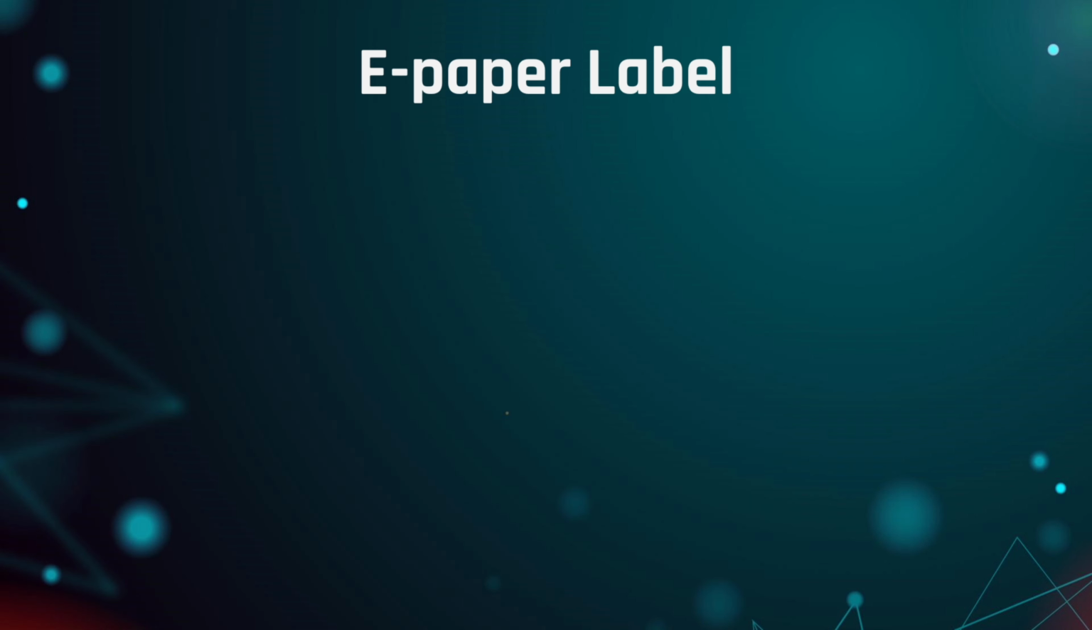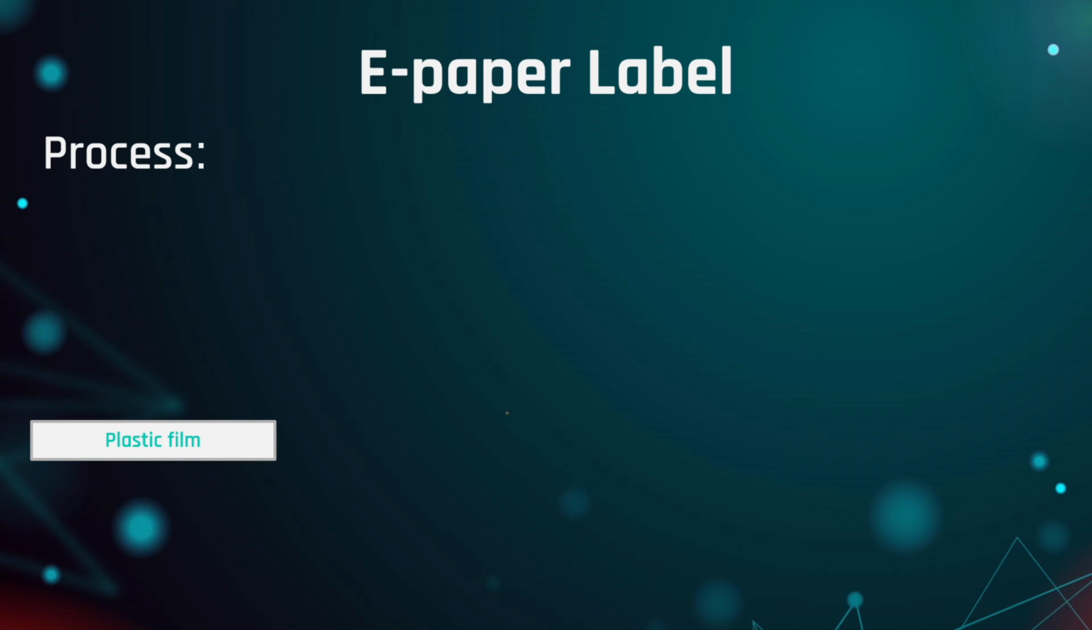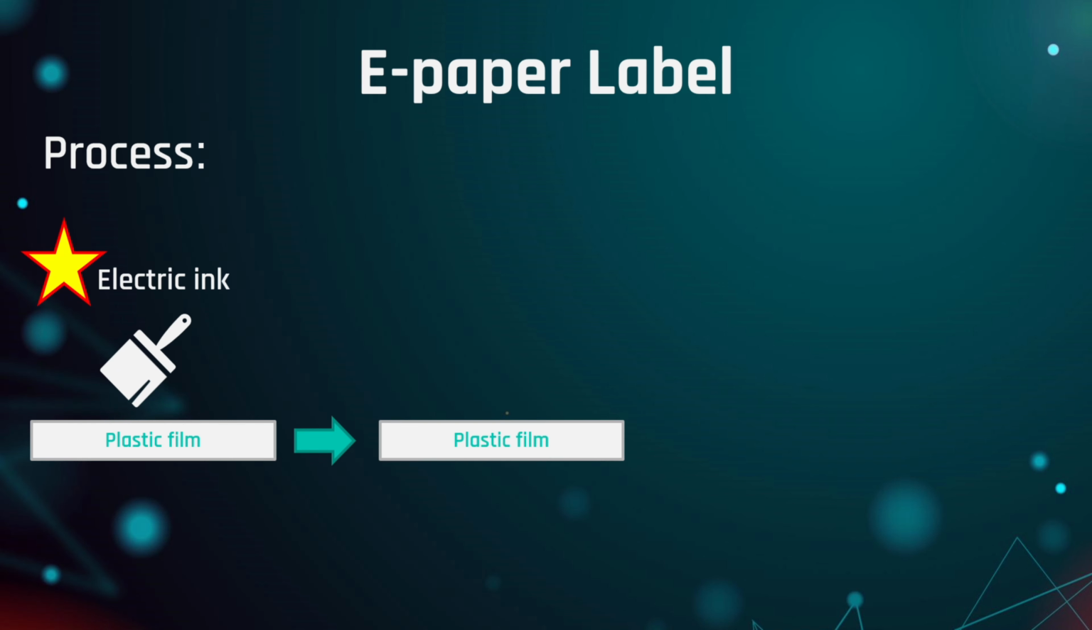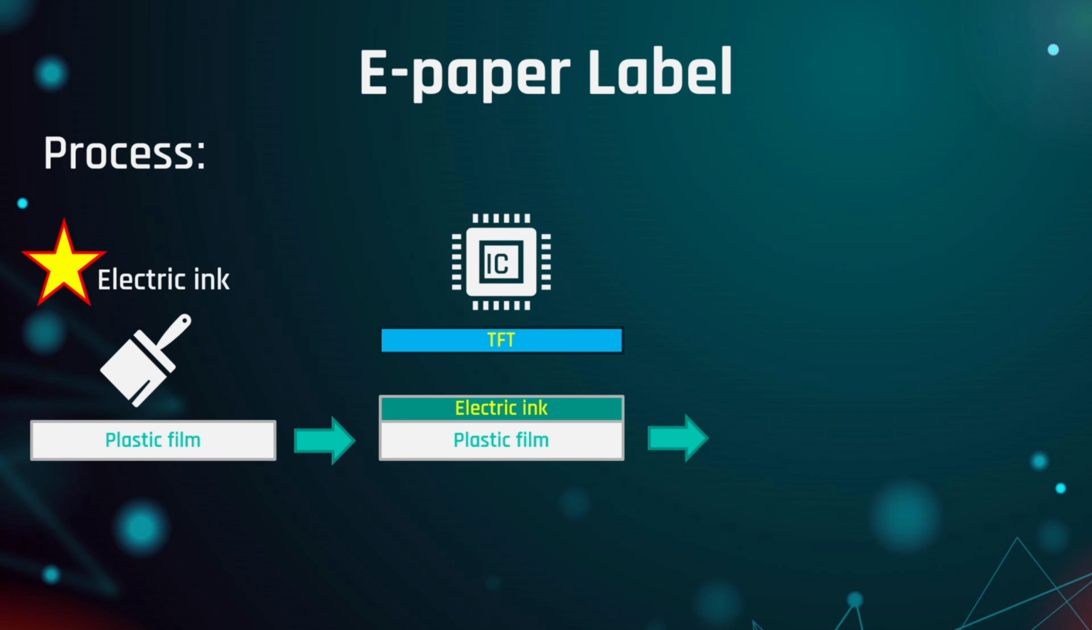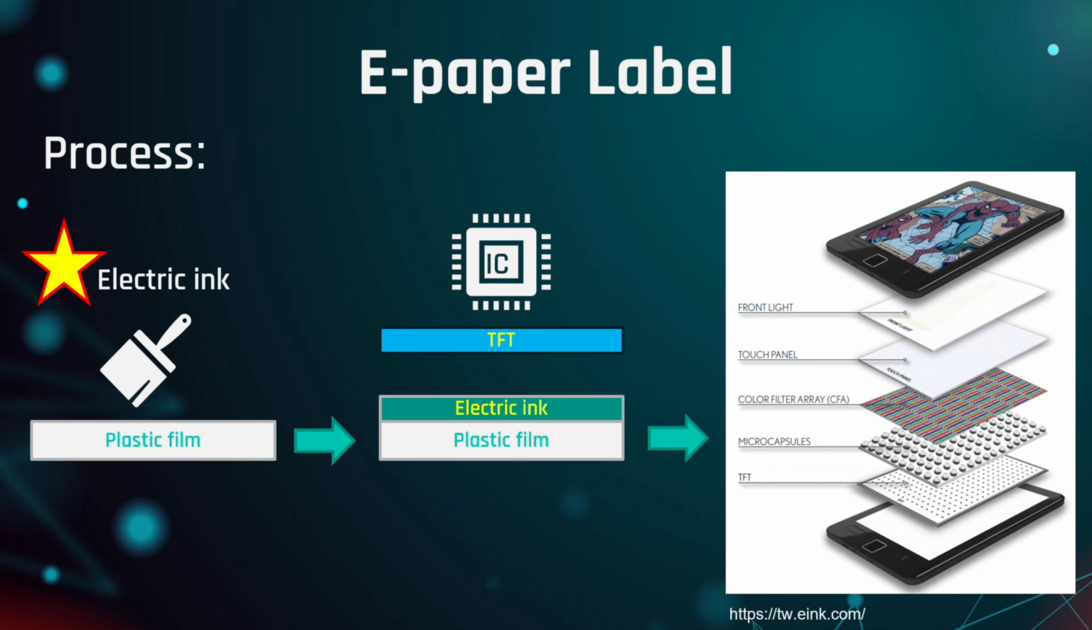Following is a brief process of e-paper manufacturing. The electric ink is dispersed on the plastic substrate. By combining e-ink, plastic film, TFT, and IC, it finally forms the lateral structure of the e-paper display.